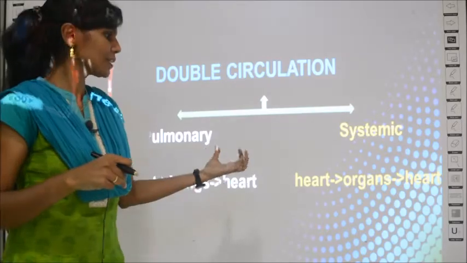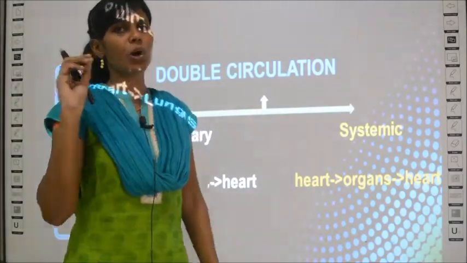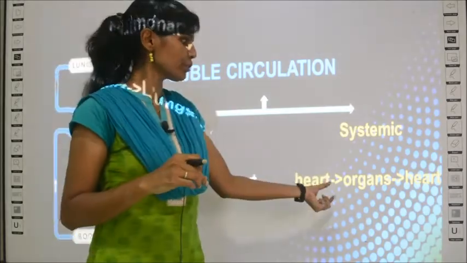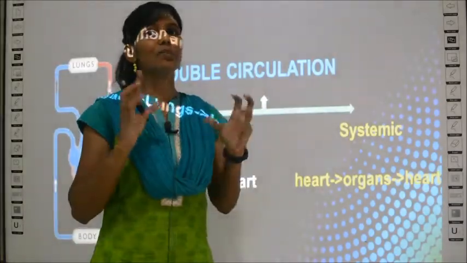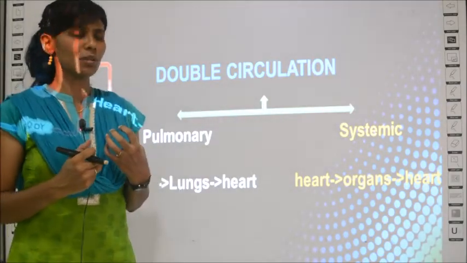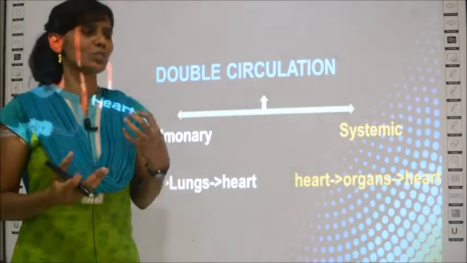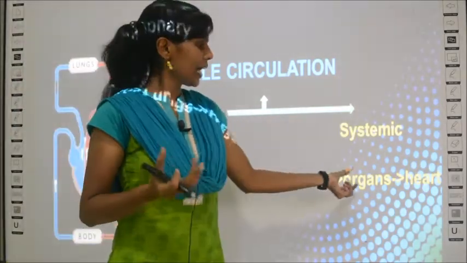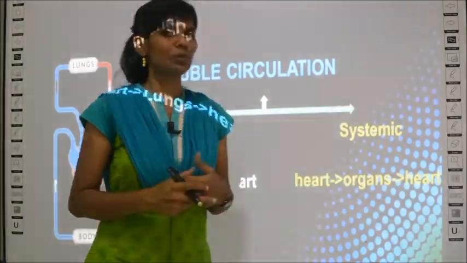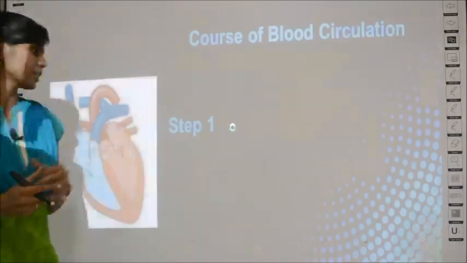What about systemic circulation? Blood flow will start from the heart, it will travel to all the organ systems of your body, and once again with the impure blood or deoxygenated blood, which is rich in carbon dioxide, because all the organs of the body will take the oxygen from the blood and give carbon dioxide, it will reach the heart. So this system is called systemic circulation.